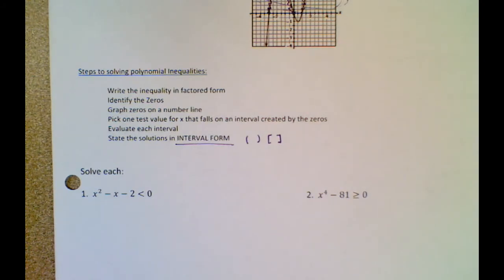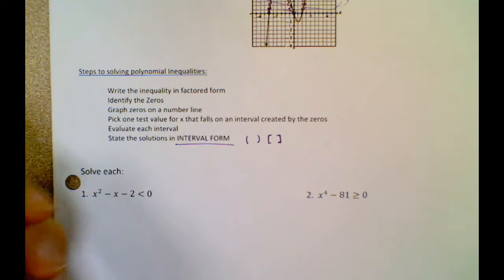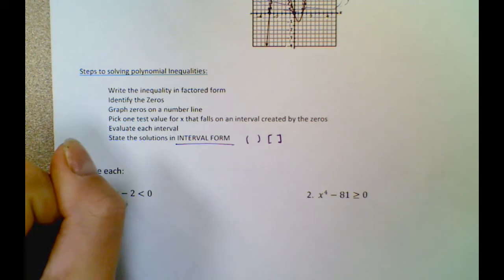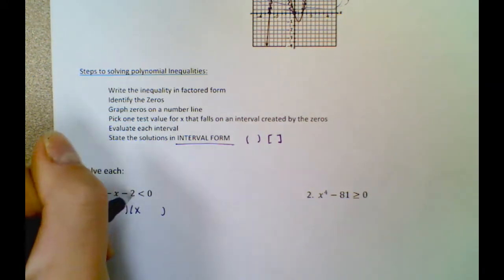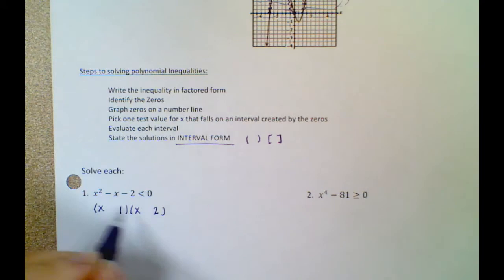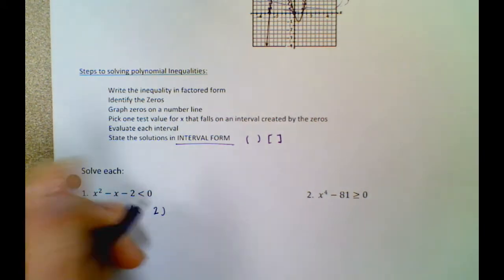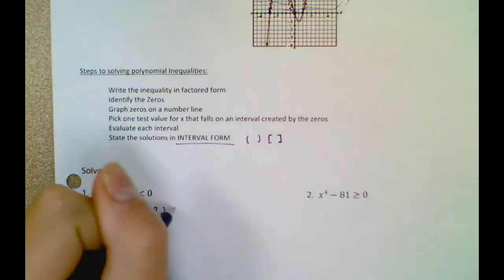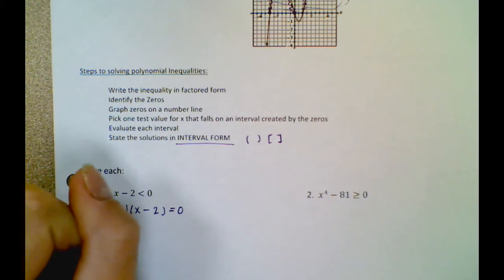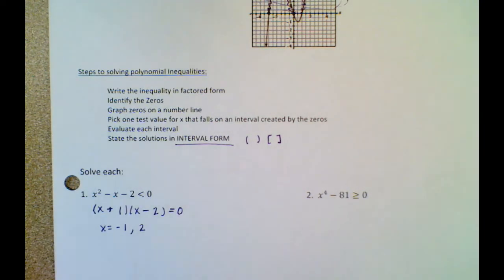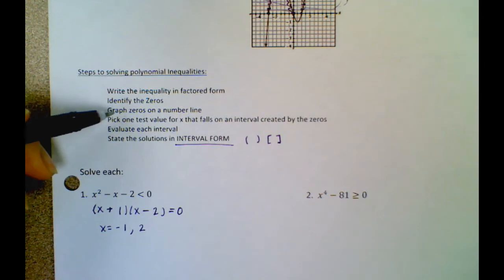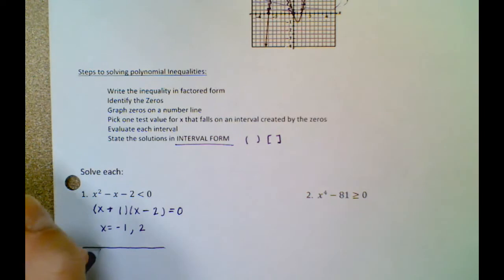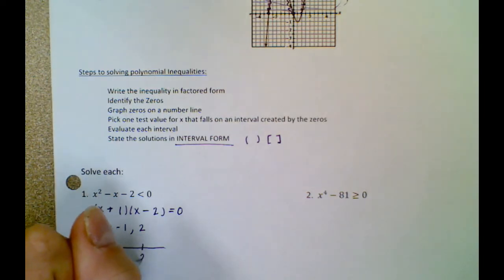All right, so number 1. To first solve this, we need to factor it, right? So let's go ahead and say, well, x times x equals x squared. My only factors of 2 are 2 and 1. These need to add or subtract to get -1. So let's see, -2 plus 1. Okay. Let's set that equal to 0. So x equals -1 and positive 2. All right. So we've identified the zeros. Now we're going to graph the zeros on a little number line here, okay? So I've got -1 and I've got 2.